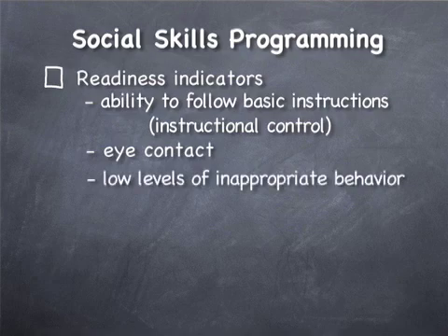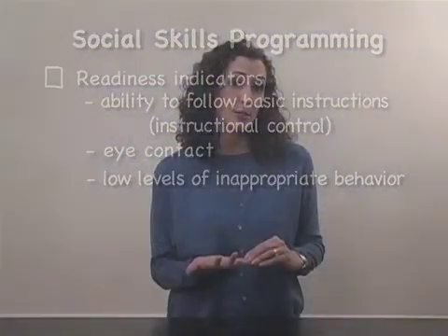The third item is low levels of inappropriate behavior. This could be low levels of aggression or low levels of self-stimulatory behavior. You want the student to be able to manage their behavior if they're going to be interacting with other peers. There are multiple reasons for this, and we'll talk about that a little bit later in the module.